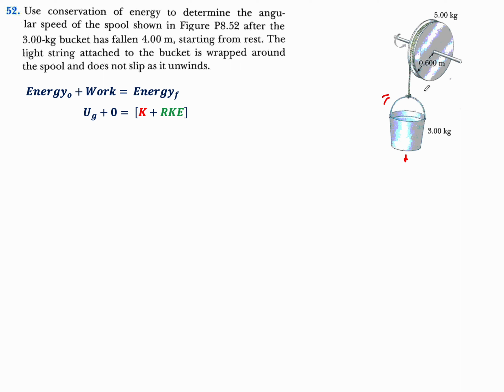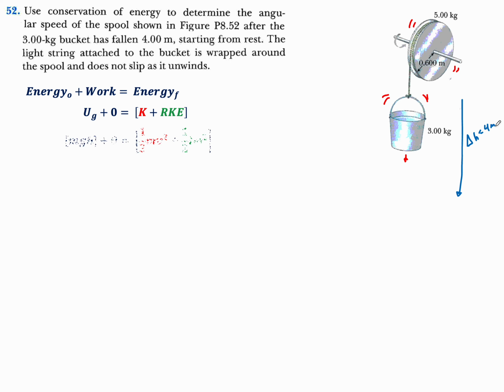And our reel, or spool, is going to be rotating, and so it's going to end up with rotational kinetic energy. So all of the change in gravitational potential energy of the bucket falling is going to be converted into these two quantities. So we've got a height change here of 4 meters. And so we can actually solve this.